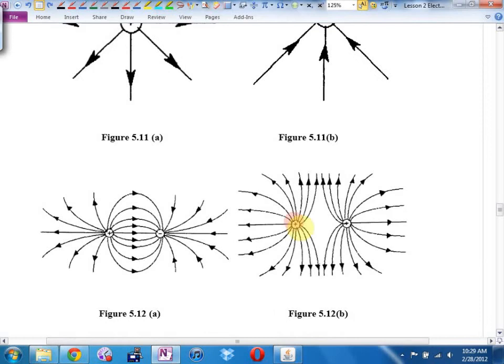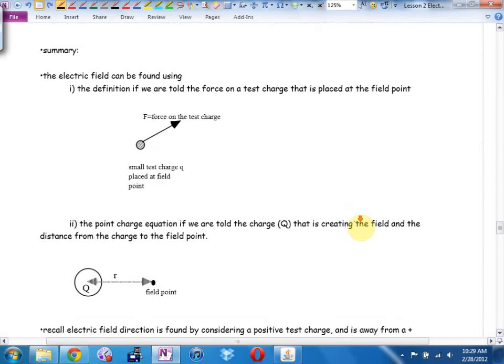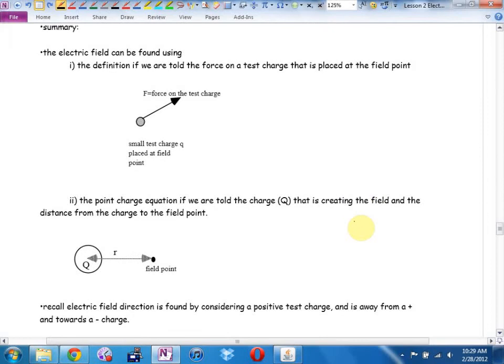And here are two positive charges. So, in summary, we can find the electric field using the definition if we're told the force on a test charge. What's the definition? What are the units for electric field? Newtons per coulomb. Force, newtons, per charge, coulomb. If you know the electrical force that a charge is experiencing at that location, that's one way to calculate electric field.